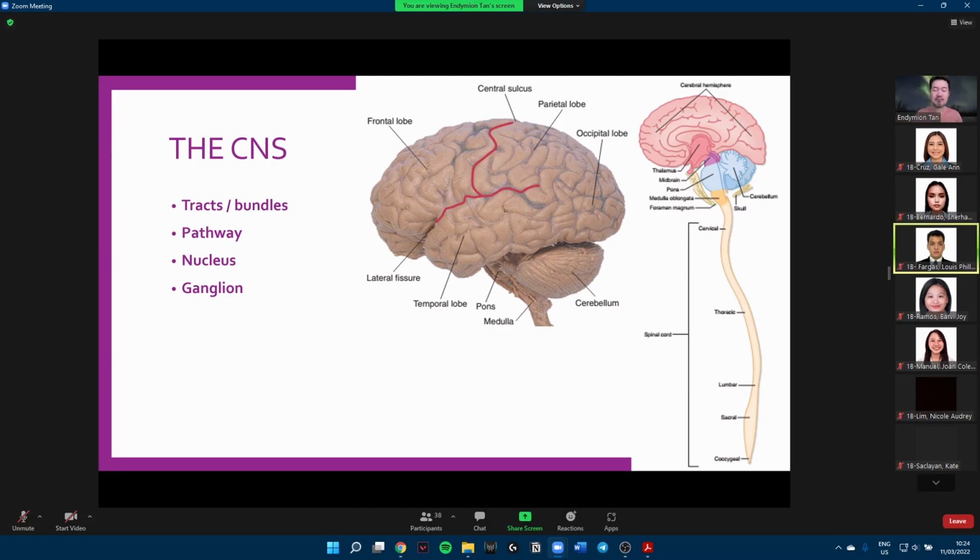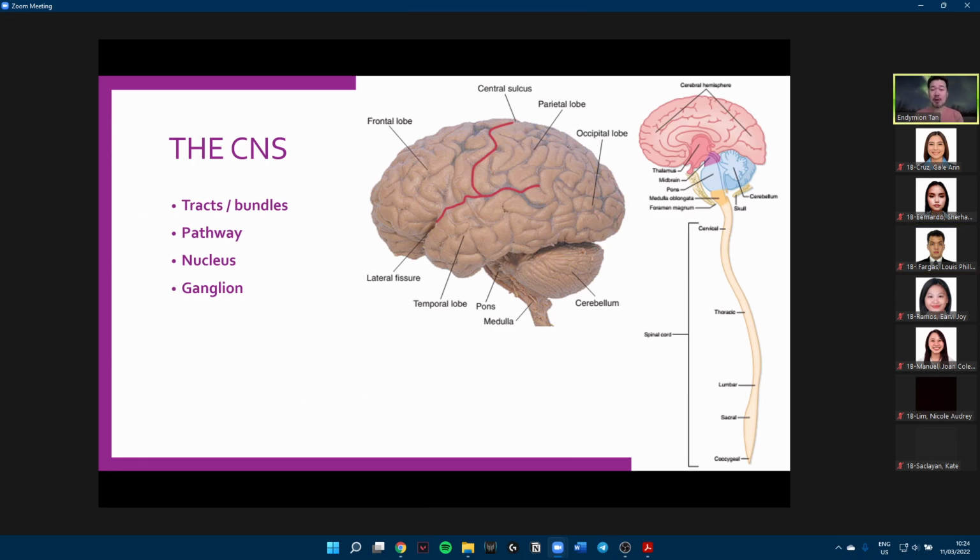Yes, brother. Good. Let's talk about nucleus, or plural is nuclei, versus ganglion or ganglia, the plural. Nuclei are a group of cell bodies found inside the central nervous system. Pag ganglia, they are a group of cell bodies found outside the central nervous system. So nucleus inside the CNS, ganglion outside the CNS.